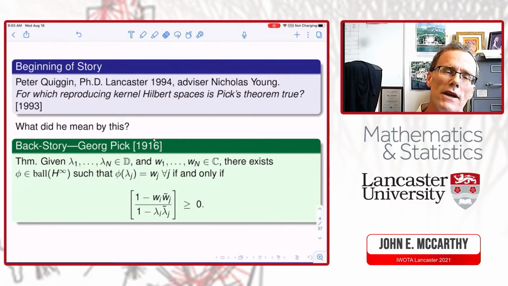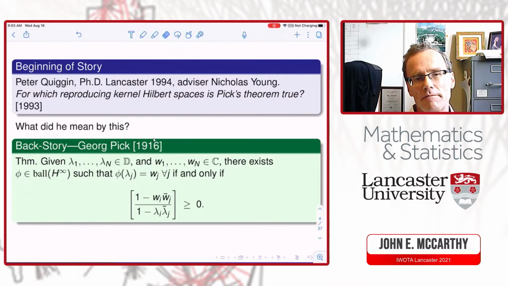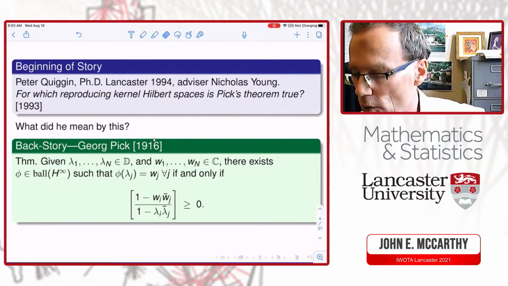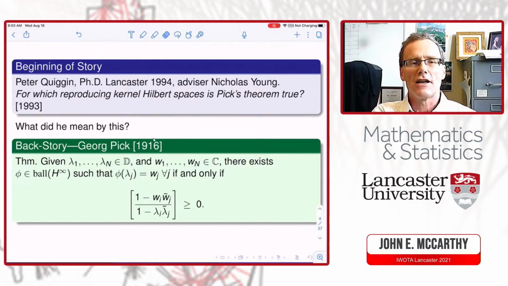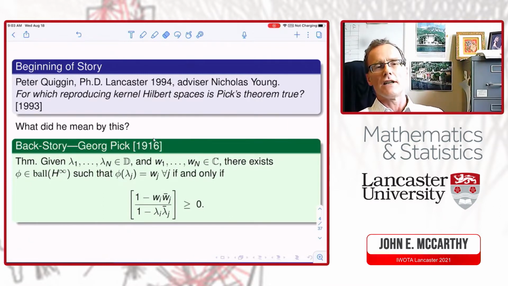Anyway, Pick considered the problem of: if you start with n points in the unit disk and n complex numbers, when can you find a map that sends the unit disk to the right half plane that maps your points lambda j to the appropriate targets? So for the purpose of this talk, we're going to do a Cayley transformation and instead of mapping to the right half plane, mapping back into the unit disk.